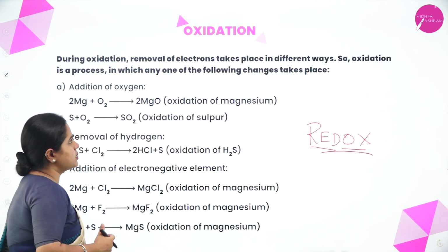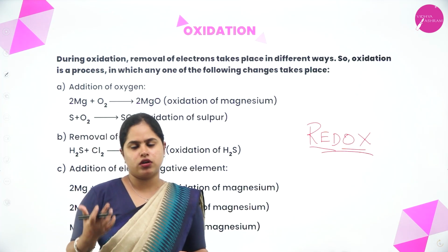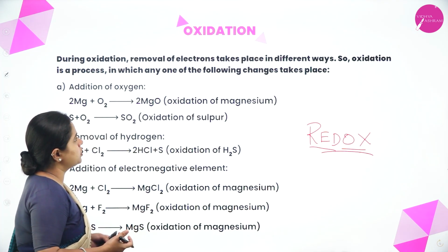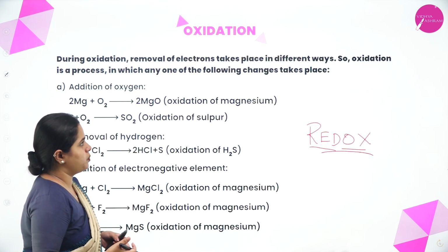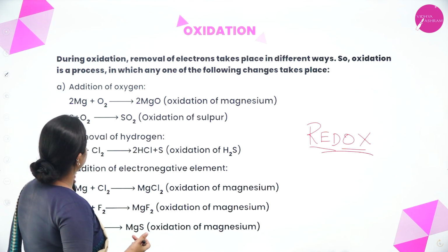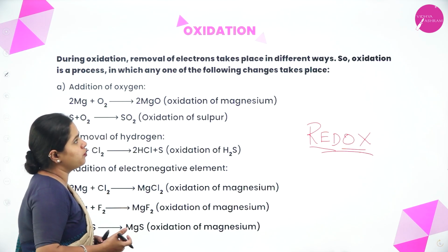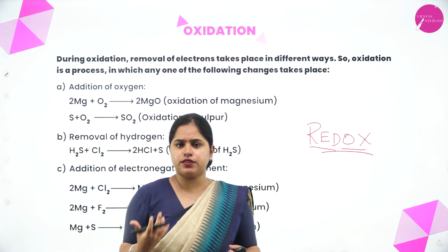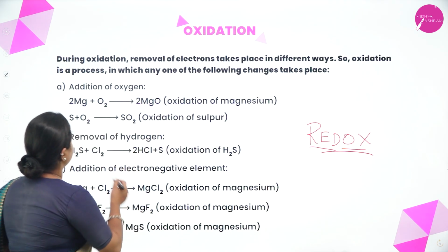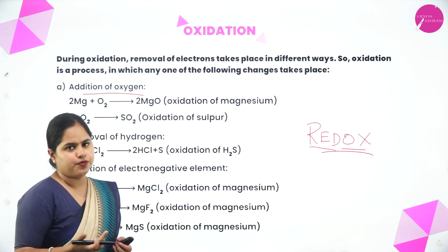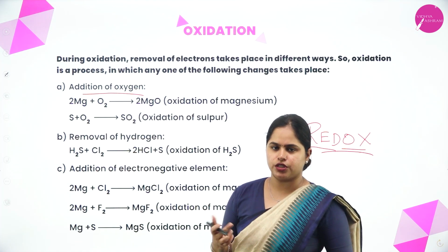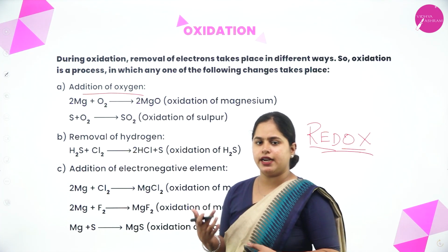Beginning with oxidation. You're already familiar with oxidation and reduction reactions, right? During oxidation, removal of electrons takes place in different ways. Oxidation is a process in which any one of the following changes takes place. We can define it in various ways. The first one is addition of oxygen. Of course it means that we are going to add oxygen.